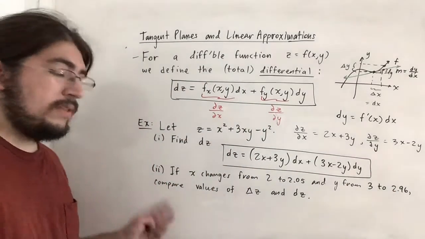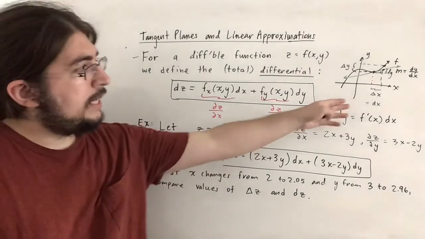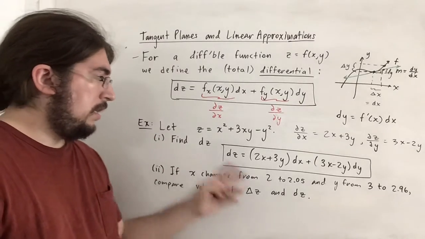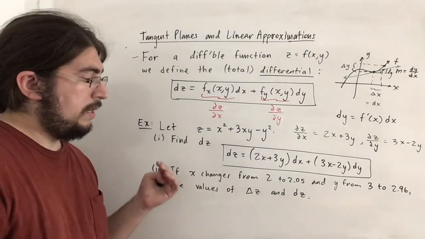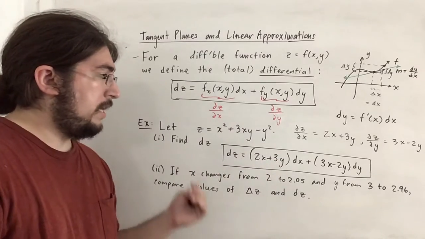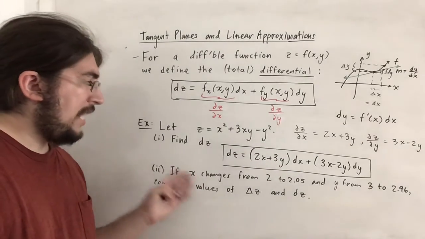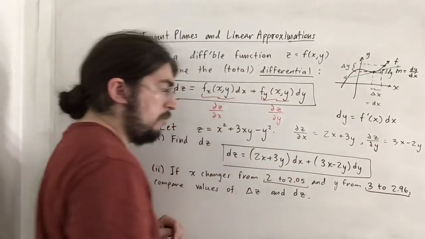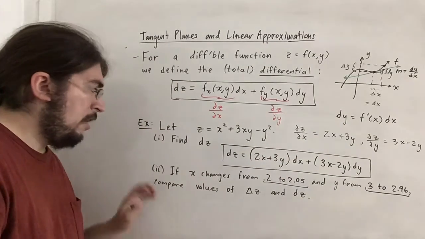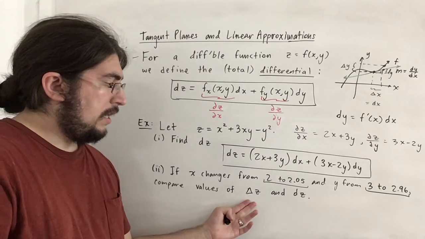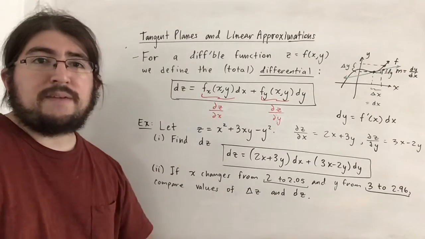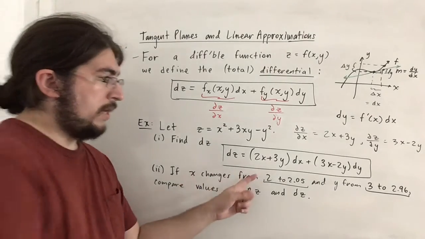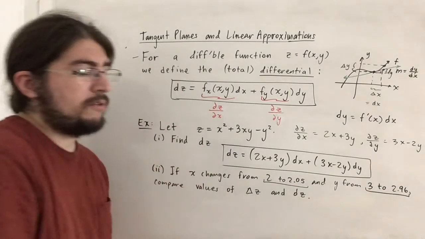Perfect. Now this next question is where things get a little hairy, but keep in mind the idea that delta x can be thought of as dx, and delta y as dy, in 3 dimensions. So if x changes from 2 to 2.05 and y changes from 3 to 2.9, so there's an increase in one and a decrease in the other, we want to compare the values of delta z to dz. Delta z we haven't really discussed, but it's just what you would think: the change in z values between plugging in the original values and plugging in the new values.